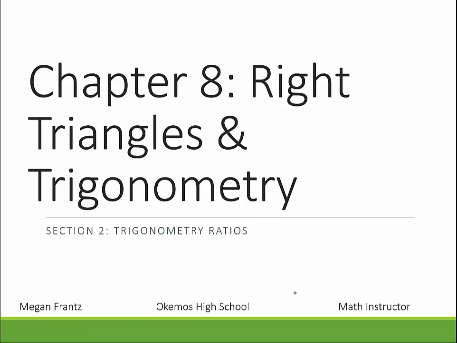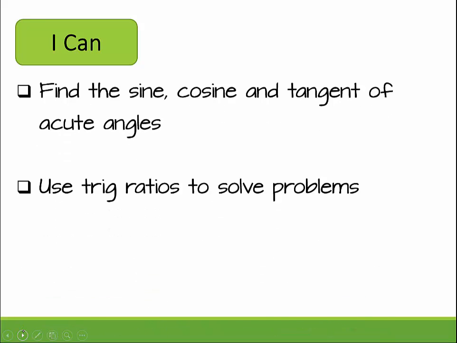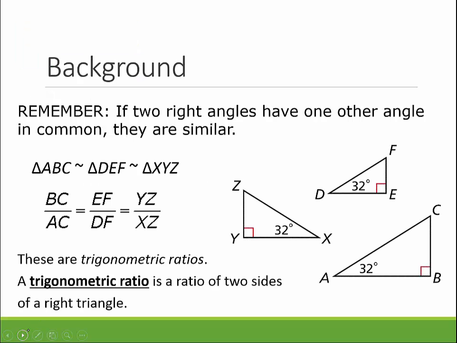So the second section in Chapter 8 is about trigonometric ratios. By the end of this lesson, you should be able to find the sine, cosine, and tangent of acute angles, and then use trig ratios to solve problems. So remember that if two right triangles have one other angle in common, they're similar.